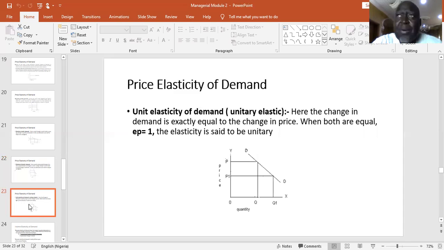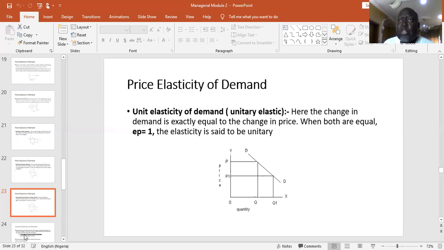And that's the last one, unit elasticity of demand, or what you call unitary elastic. Here, the change in demand is exactly equal to the change in price. When both are equal, elasticity of demand is said to be one. That's why it's called unitary. You increase price by 10% and quantity demanded increases by 10%. You increase price by 10%, quantity demanded reduces by 10%, one to one. That's what's called unitary elastic.